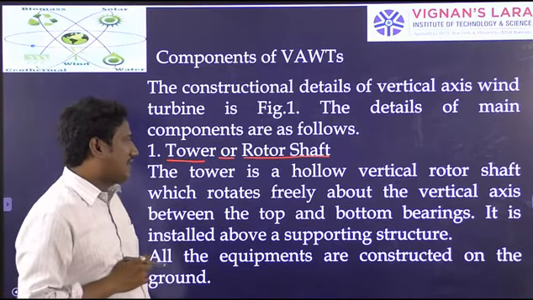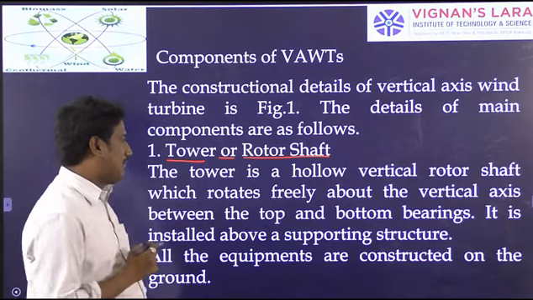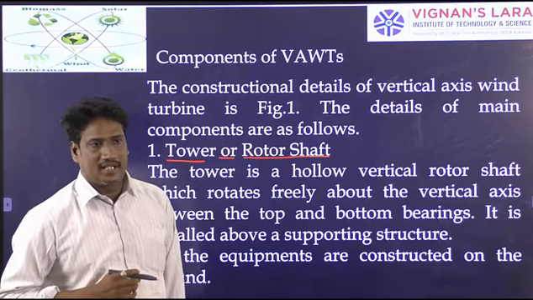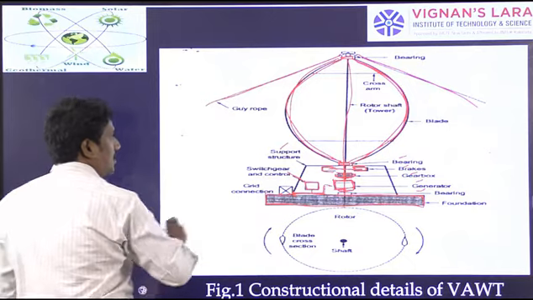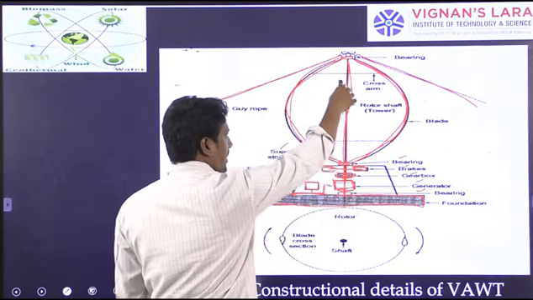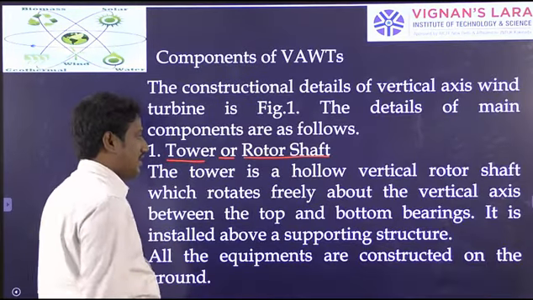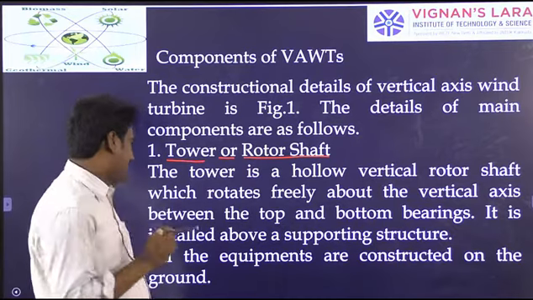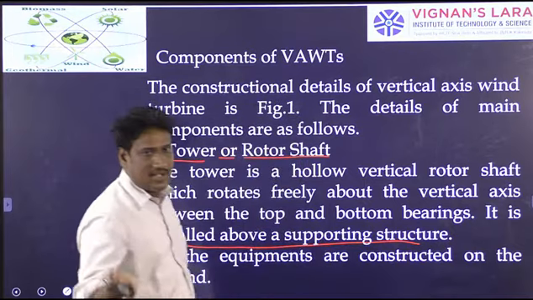Okay, the tower is a hollow vertical rotor shaft which rotates freely about the vertical axis between the top and bottom bearings. Now you can observe here, this will be the tower, which can rotate freely, and it is a hollow structure. It is connected between the two bearings. It is installed just above the supporting structure.